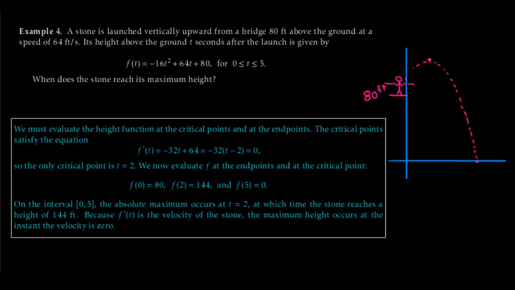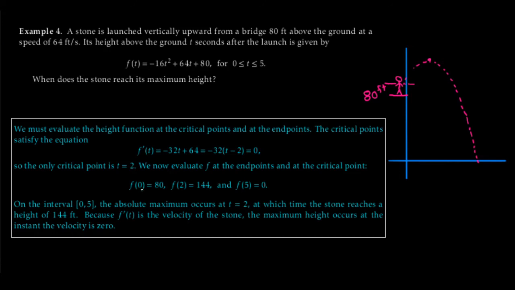To begin, we must evaluate the height function at the critical points and at the endpoints of our interval. The critical points must satisfy the equation f prime of t equals 0. Since f is just a polynomial, this is a pretty straightforward derivative. F prime of t is just negative 32t plus 64, which follows immediately using the power rule. So, factoring out a negative 32, this just becomes f prime of t equals negative 32 times the quantity t minus 2. Setting this equal to 0, we can pretty easily see that the only critical point is t equals 2. We now evaluate f at the endpoints and at the critical point.